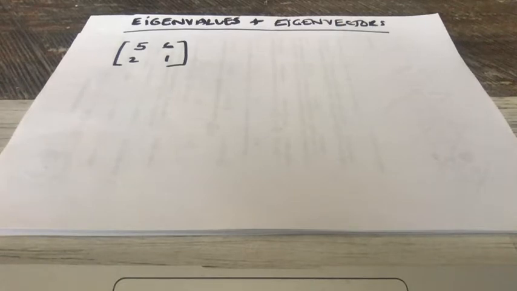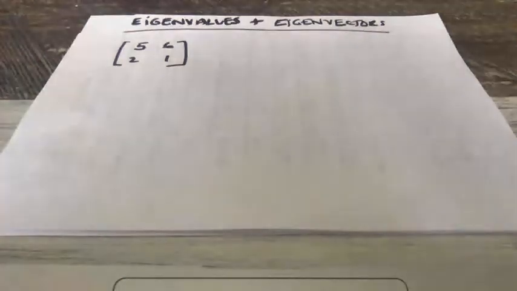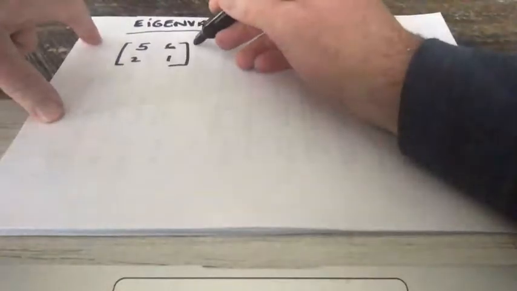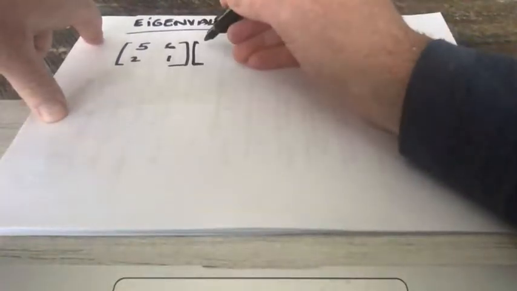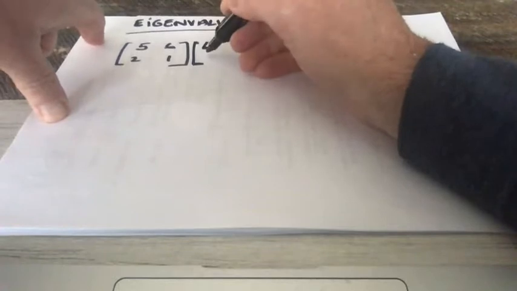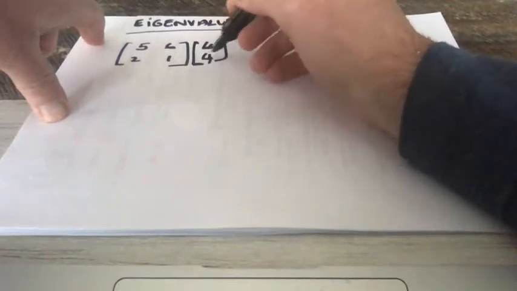And here's the basic problem. We're going to look at a 2x2, or you can look at 3x3. Again, it's a square matrix, and we're going to multiply square matrices by vectors. You can just pick a vector. I just picked this example here, 5, 6, 2, 1, and I'm going to multiply the 5, 6, 2, 1 by, it doesn't matter, let's pick 4, 4.